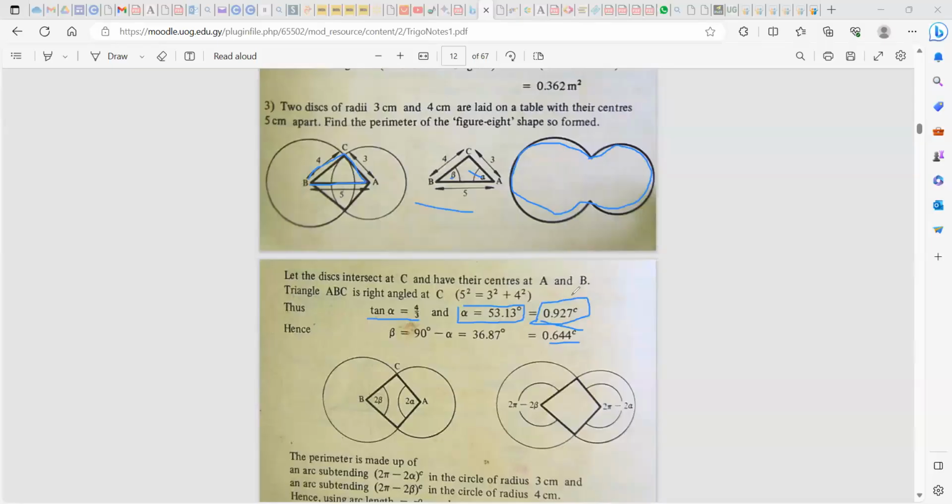Okay. Do you know why they use this ratio here? This applies to right angle triangles only, right? The sine, cosine, tangent ratio applies to right angles. How do we know this triangle is a right angle triangle?